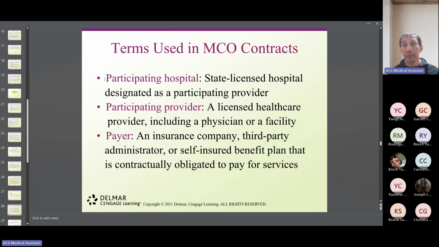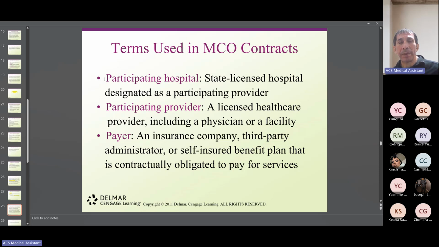Now, participating provider is the other way around. If I have my own office, well, the insurance is going to bill me because I'm the owner. That's participating provider. So that's basically what it is. So that's what I want you to understand in very simple terms so you don't get confused.